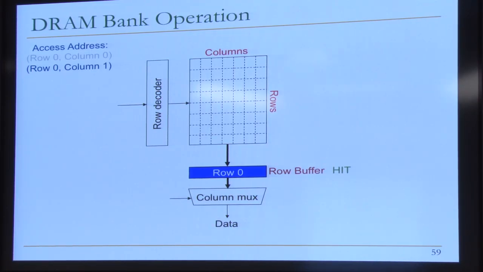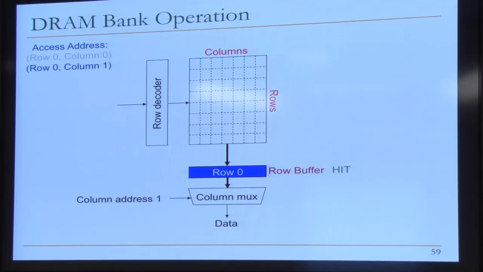So the memory controller can tell that this is a row buffer hit. So it doesn't need to activate the row again. It just sends the column address. It just sends this read command to DRAM with the column address. And the DRAM responds with the data at that column.